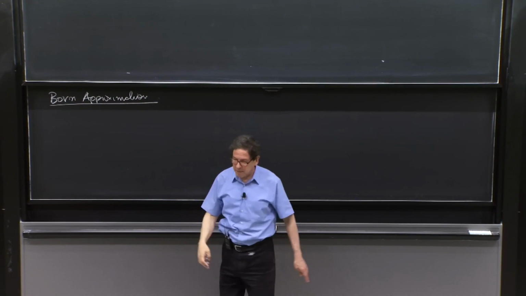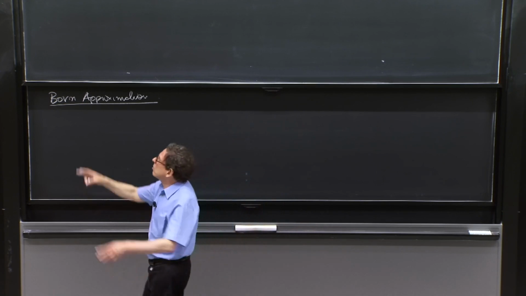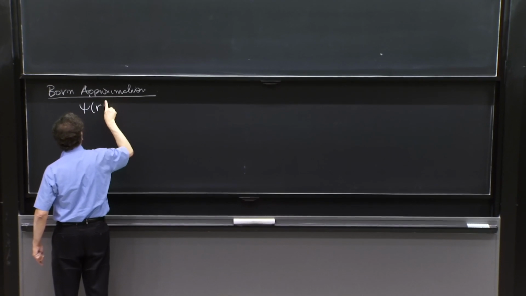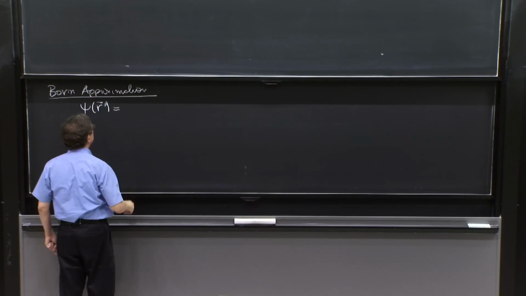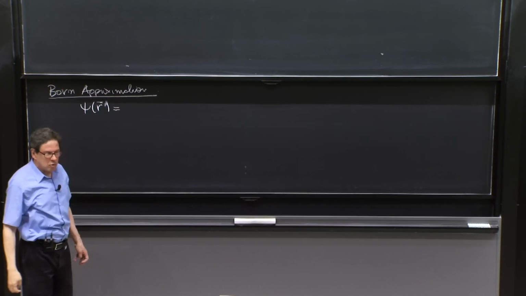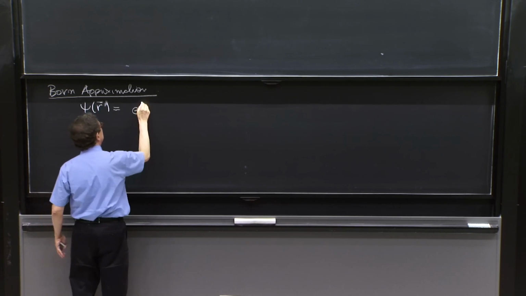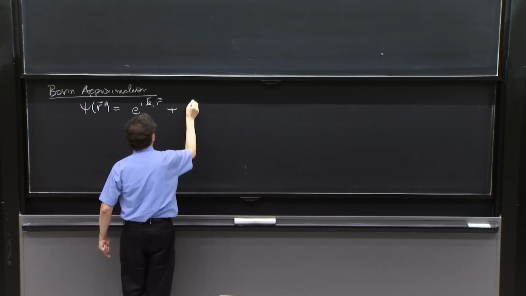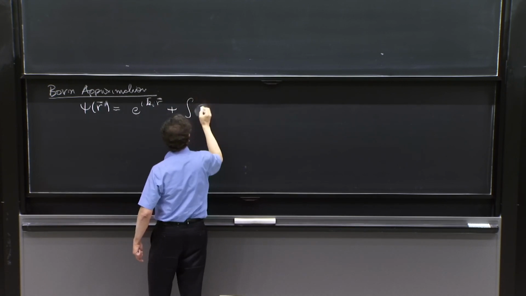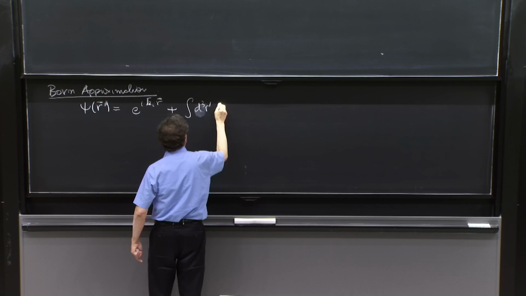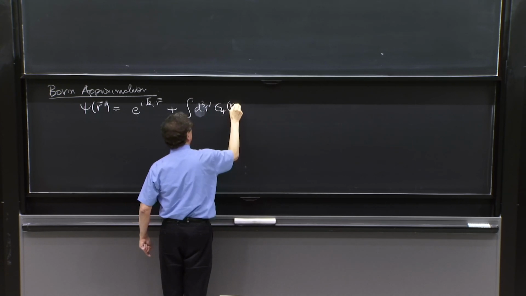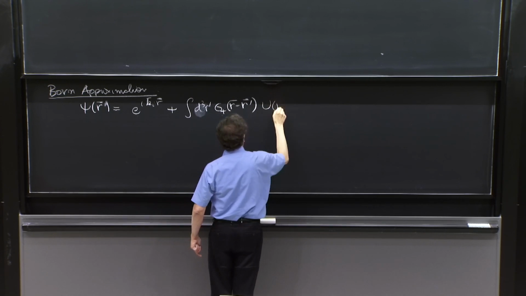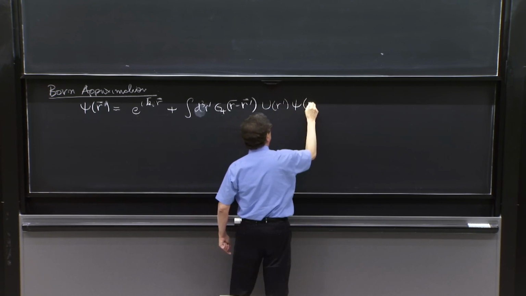So our first step is to rewrite once more for us this equation. Psi of r is equal to e to the i k i r plus integral d cubed r prime g plus of r minus r prime u of r prime psi of r prime.